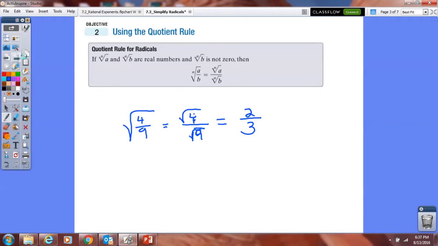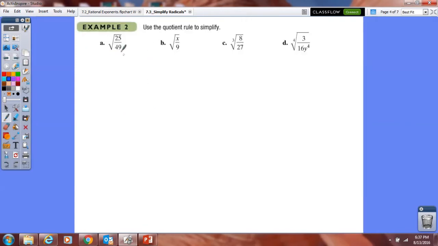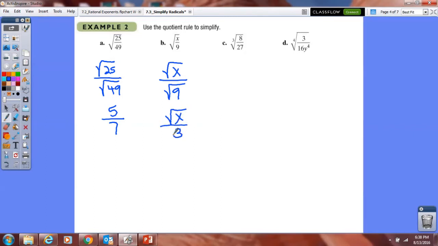So let's look at some examples here. Here you can leave it as it is and just do the top and the bottom separately, or we can just split it and do the square root of 25 over the square root of 49, which will be 5 over 7. Here we can do the square root of x over the square root of 9, which will be the square root of x over 3. Here we've got the cube root of 8 over the cube root of 27. Cube root of 8 is 2. Cube root of 27 is 3.